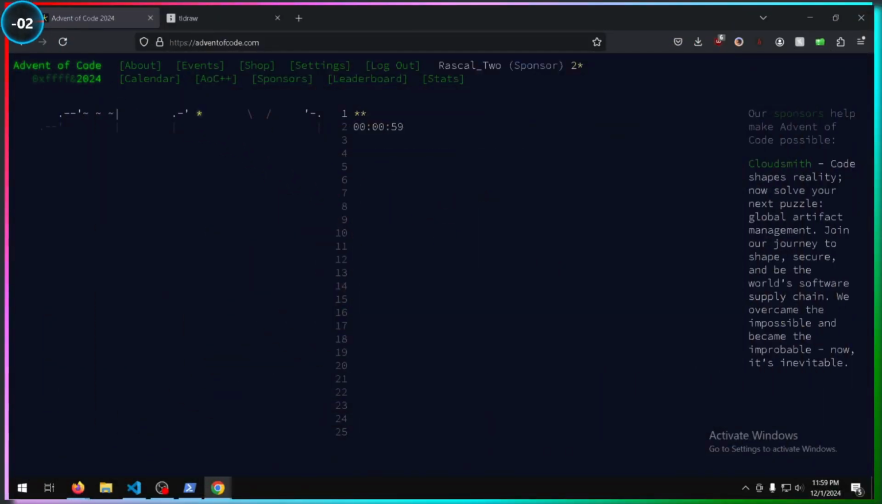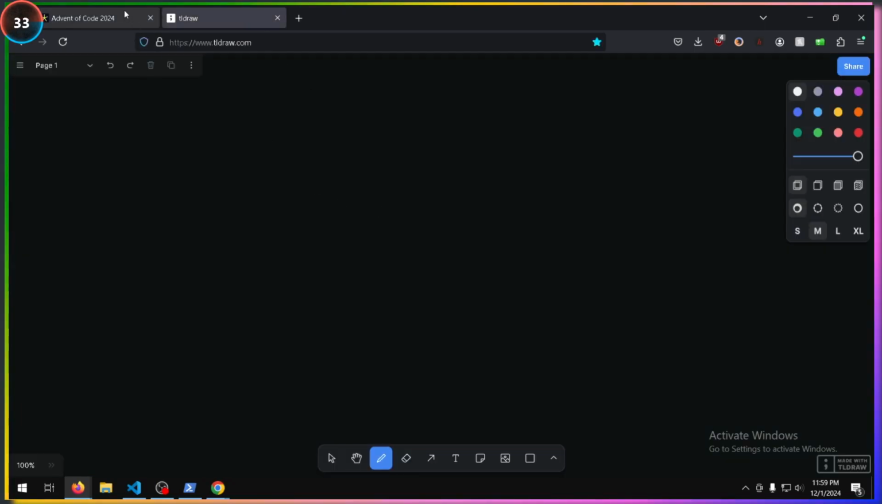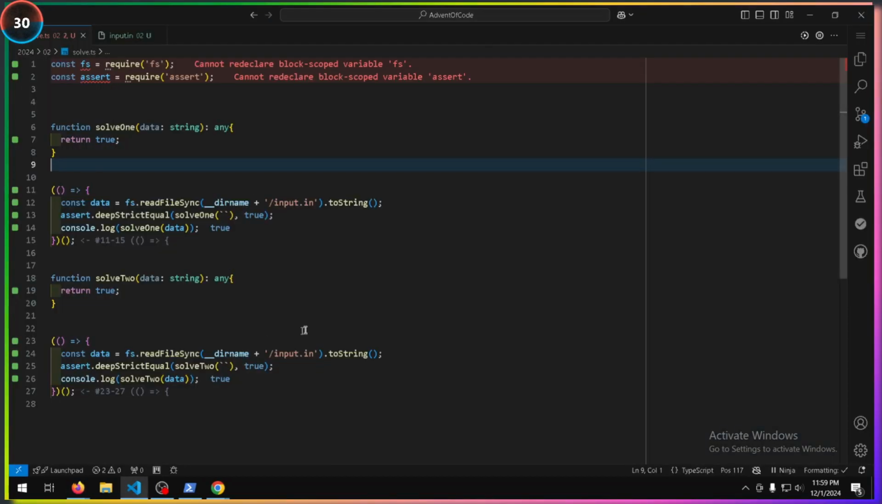Hello, hello, hello. Advent of Code Day 2 is right around the corner. I am ready to tackle it. Sorry, switching windows. There we go. So, yeah, 30 seconds away. Got my whiteboard ready, my code ready, my empty input file ready. Quokka is running. Output is visible.